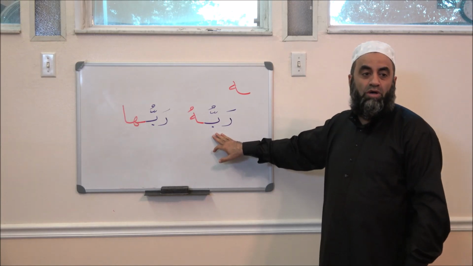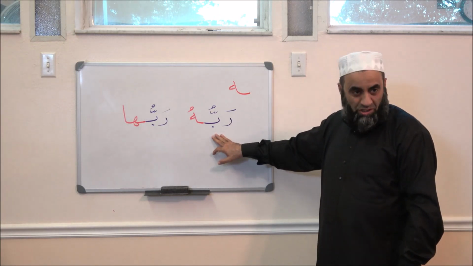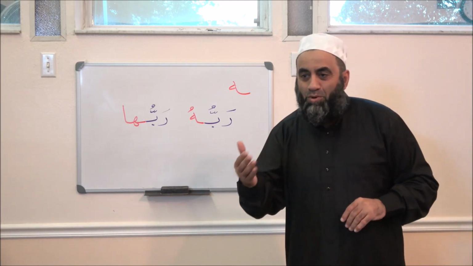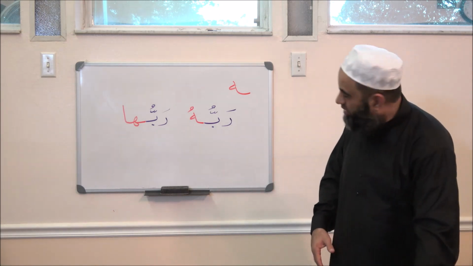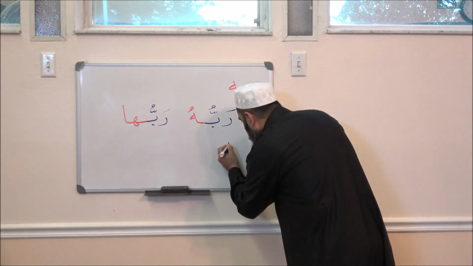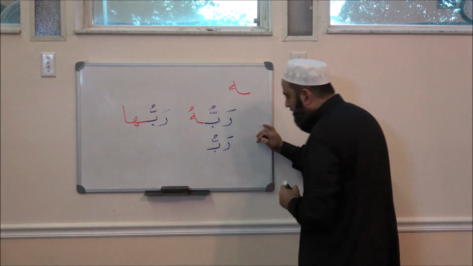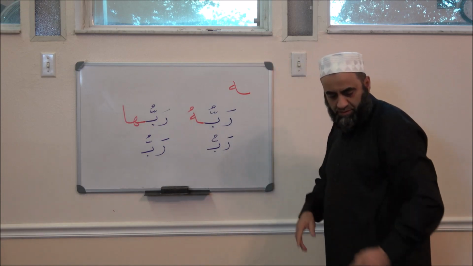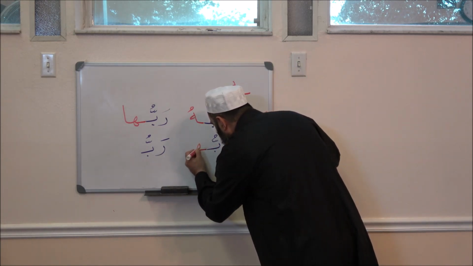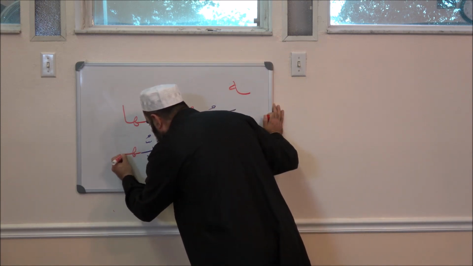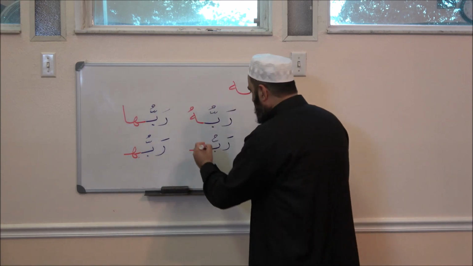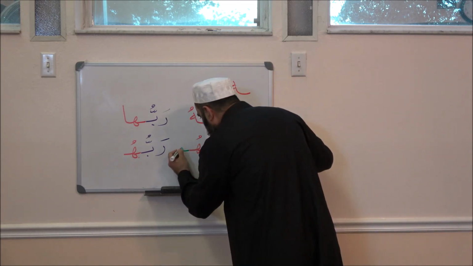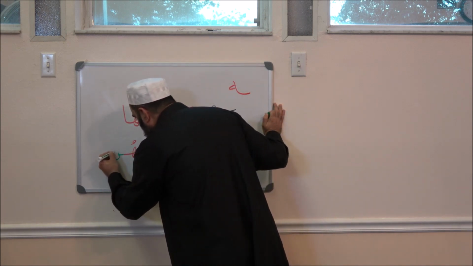Now, if I want to make this for a group of girls, what was the addition? Noon with shadda. So it becomes Rabbuhunna. Same thing, noon with shadda. Let me write it. So this is the base. This is the word Rabbu. The ha is my base. And we said for plural, we add a mim. And for a group of girls, we add noon with shadda.